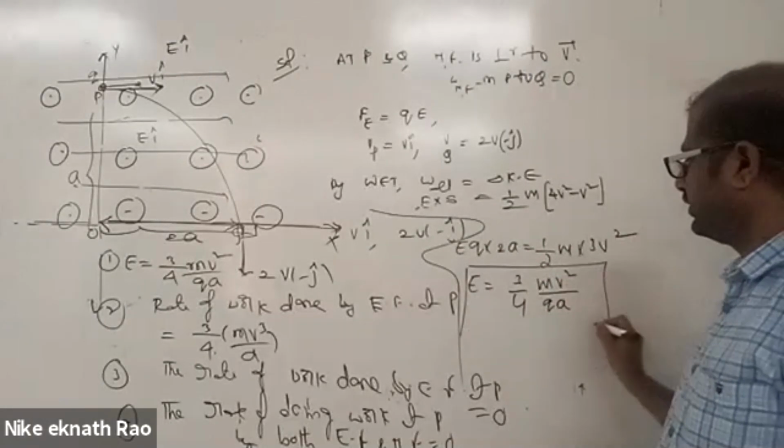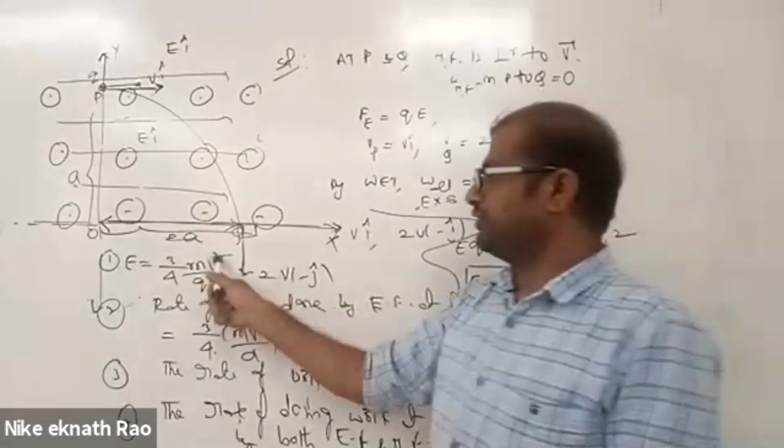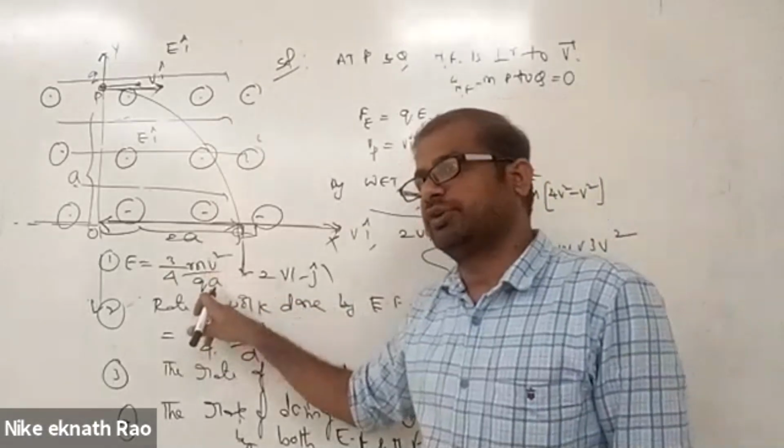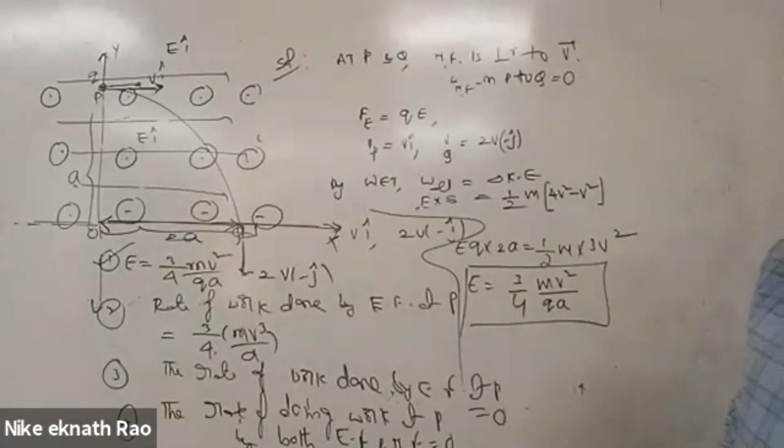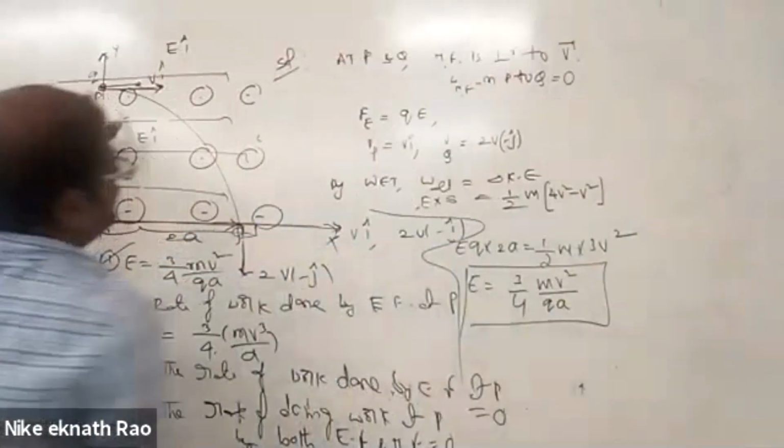Therefore, the magnitude of the electric field is how much now? 3 by 4 mv square by QA. Please write down this one. Okay, the first option is matching. So now I am doing work from P to Q. The electric field is doing work and the magnetic field is doing zero work.